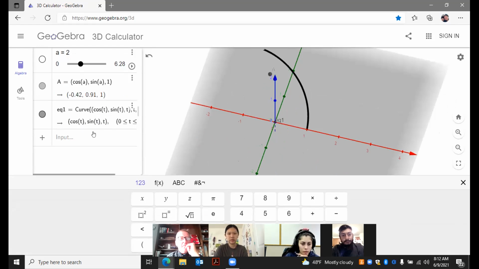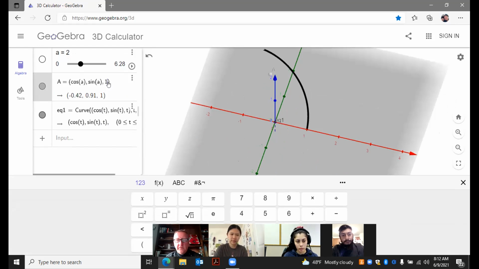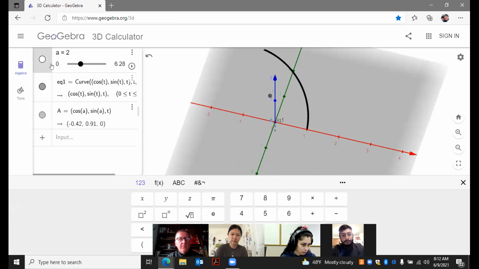Boom. And I'm going to go down here and do the same thing. So now my point will actually stay on the graph as well. Let's see, and let's set this back to 0.